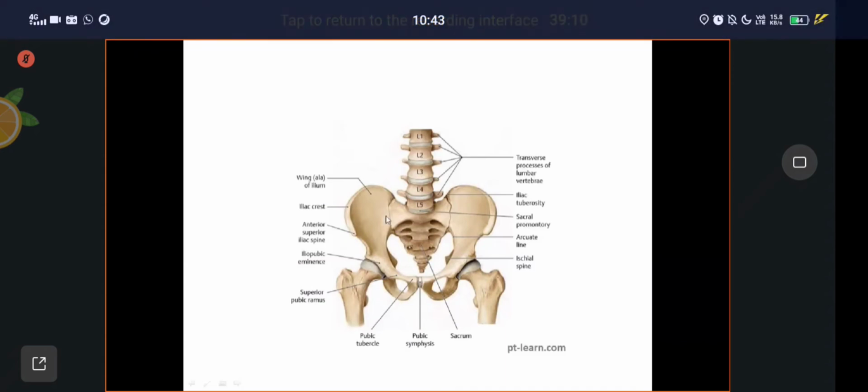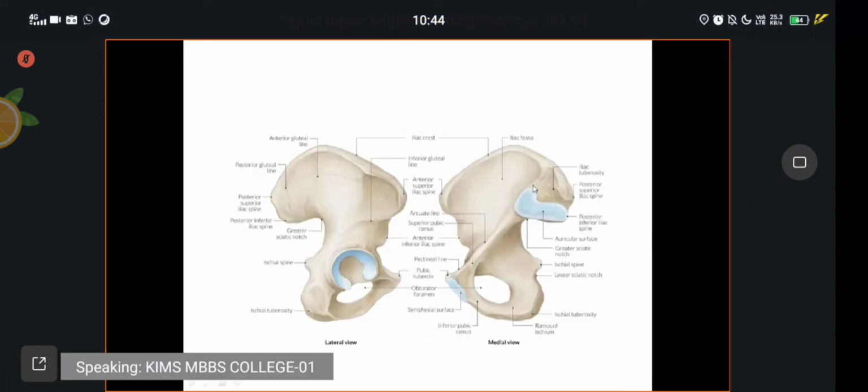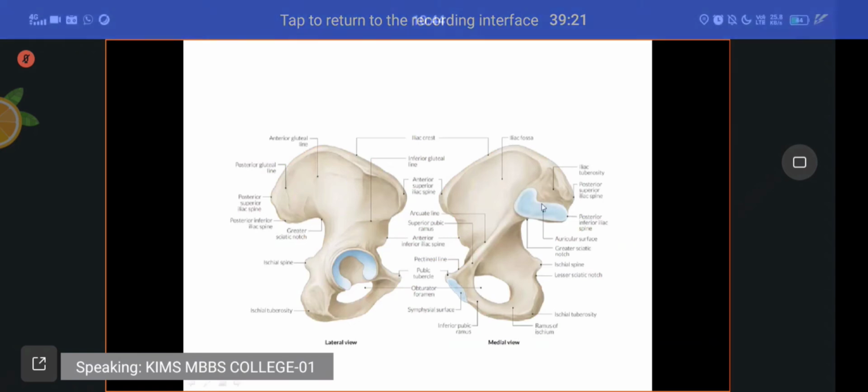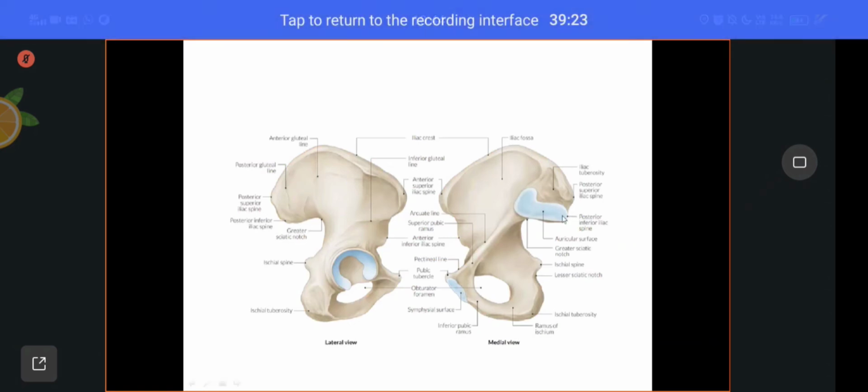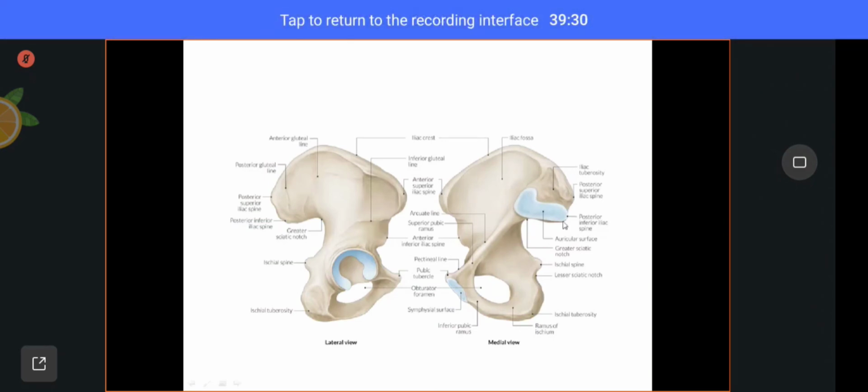And what type of joint is the sacroiliac joint? This is a plain synovial joint. So which surface, the auricular surface, which is present on the sacropelvic part, is articulating with the sacrum to form the sacroiliac joint. And what type of joint is it? It is a plain synovial joint.